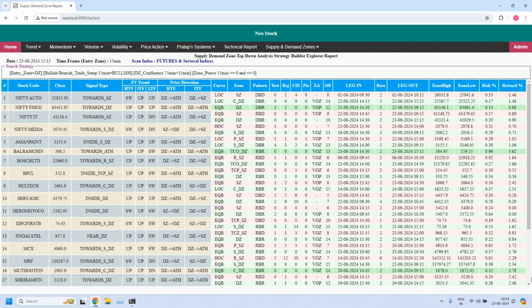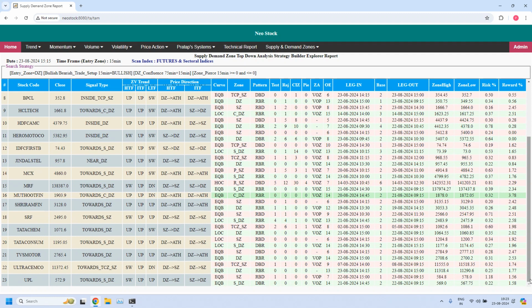Still we got a good number of stocks filtered. Let me scroll the list down. So total 23 stocks are filtered. All these 23 stocks are supporting bullish trade setup for daily income trade, that is entry time frame is 15 minutes and ITF time frame is 75 minutes. And also we looked into 15 minutes and 75 minutes zone confluence. And now we should also look into EMA confluence.